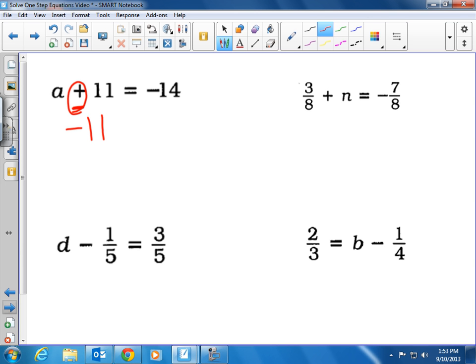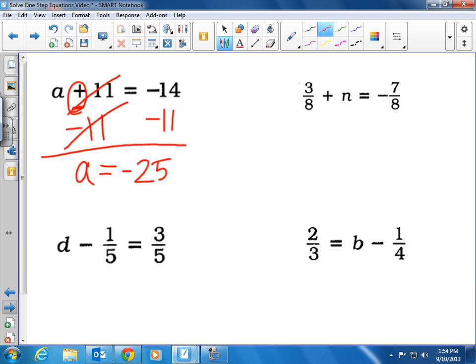So if I subtract 11 from my left side of the equal sign, I also have to subtract 11 from the right side of my equal sign, because they're equal. I have to create a balance. I can't change that balance. So now I know that positive 11 and negative 11 make 0. They cancel out, so I'm left with a equals, well, what is negative 14 minus 11? That's negative 25.